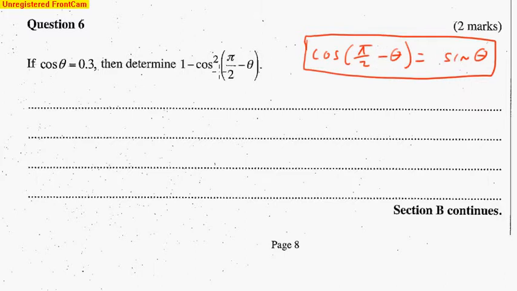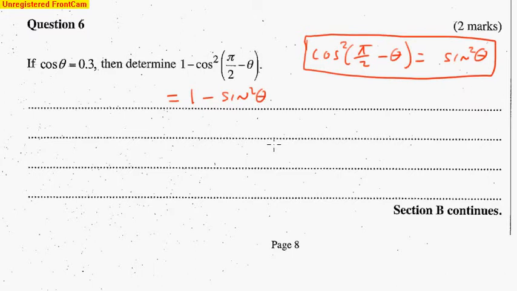Then we've got in our expression, we've got cos squared that. Well, if we squared one side, we'll square the other. So cos squared that lot is the same as sine squared theta. So we can write this out slightly differently. This is the same as 1 minus sine squared theta.